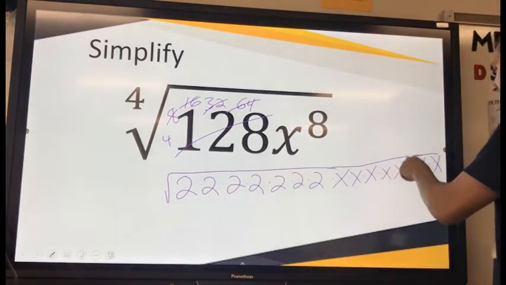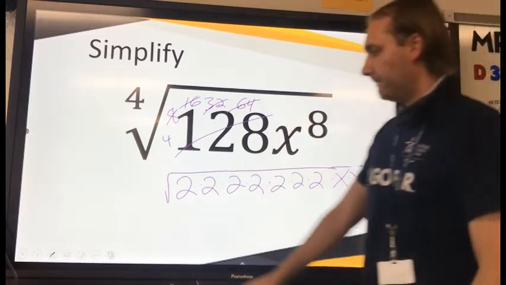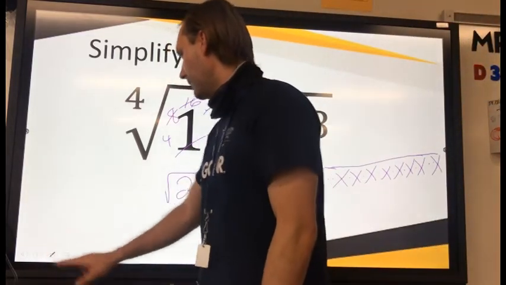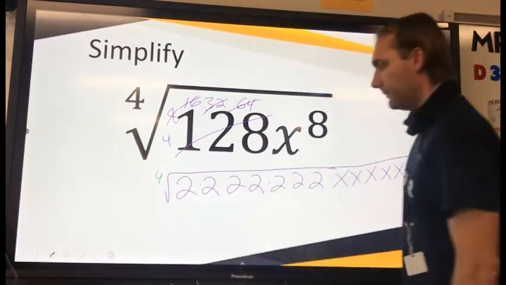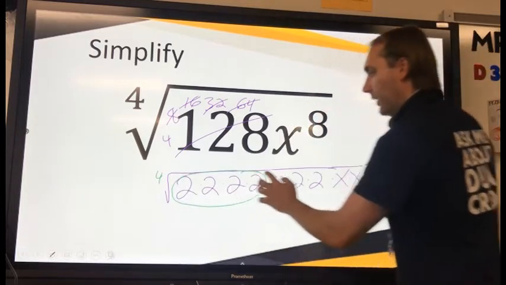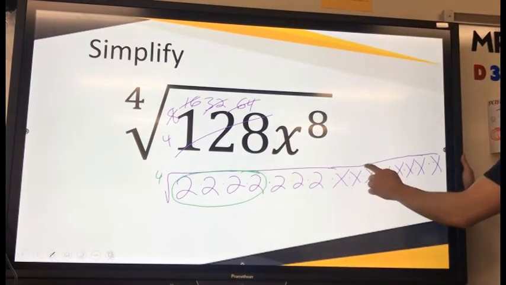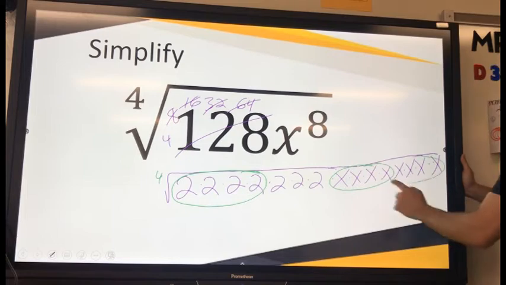1, 2, 3, 4, 5, 6, 7, 8. So there's one pair of 2's. Okay, so we're looking for 4 of a kind, right? 1 pair of 2's, or 1 set of 4's, 2 pairs of 8, so 2 sets of 2's and then 2 4-of-a-kinds of x's, yes?